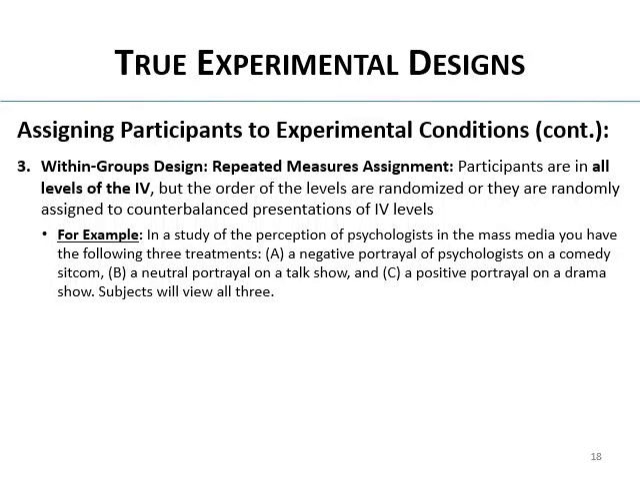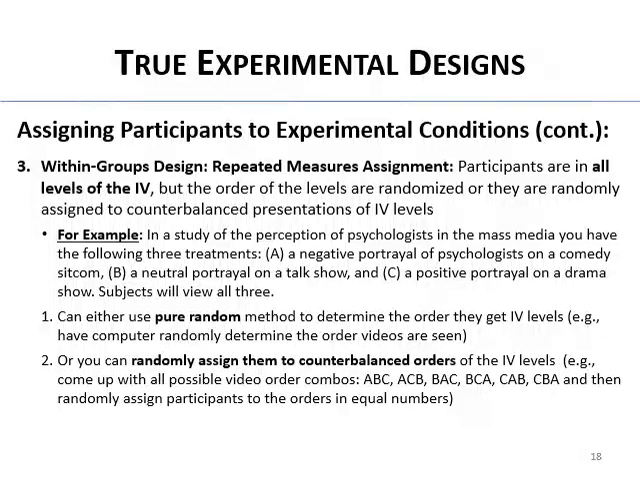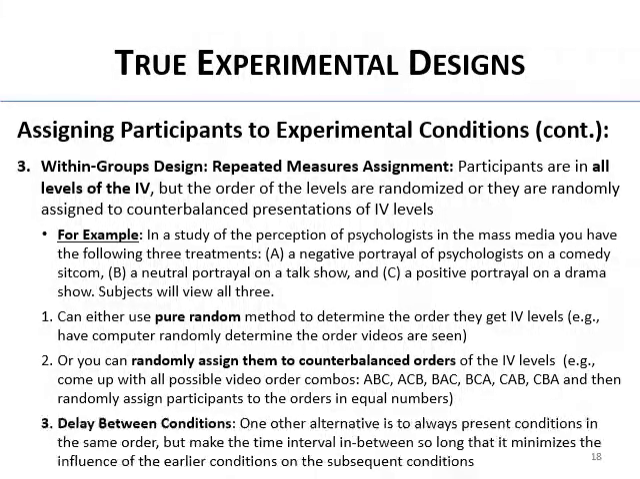Subjects are going to view all three of these. So you could either use pure random assignment to determine the order they get. So have a computer randomly determine the order of the videos they're going to be watching. Or you can randomly assign them to counterbalance orders of the IV levels. So what you do is you come up with all possible order combos. This is what I was talking about: ABC, ACB, BAC, BCA, etc. And then you randomly assign participants to those orders in equal numbers. It's another way to do counterbalance random assignment.